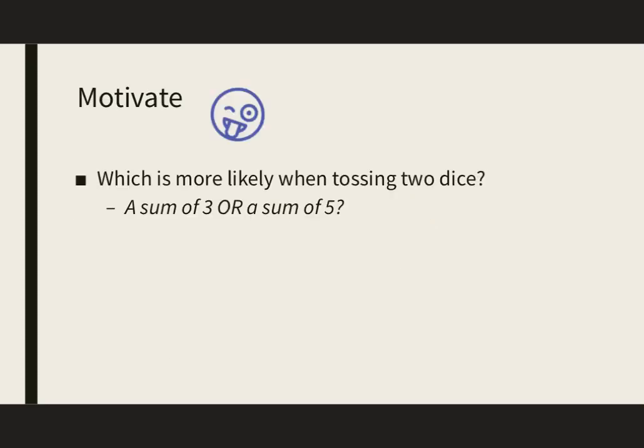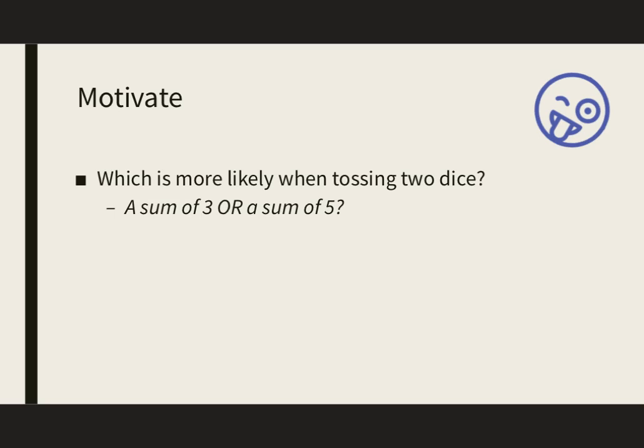Let's have a little more fun. Here's the question. Which is more likely when tossing 2 dice? A sum of 3 or a sum of 5? Now, in question 2 in the previous slide, I want to point out when you roll 1 die, there are equally likely outcomes. But when you roll 2 dice, there are not equally likely outcomes. So out of the 2 here, rolling a sum of 3 or a sum of 5 between 2 dice, it's not an equal outcome. Which one is more likely?